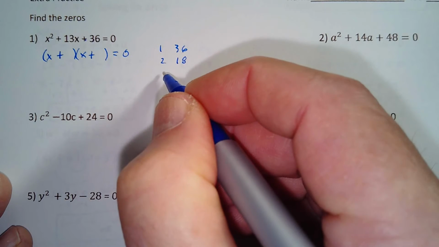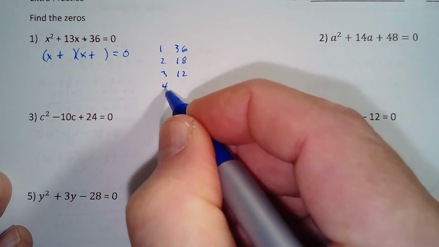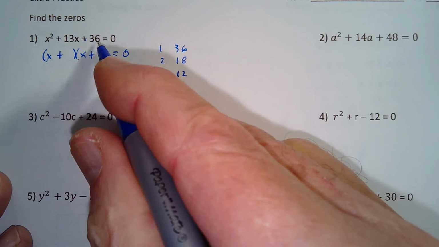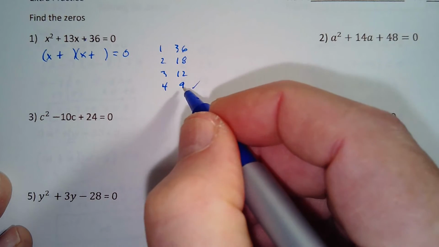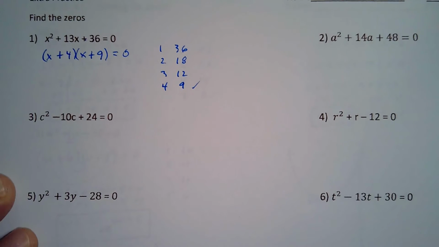It's getting closer. No. 3 and 12? That doesn't work. How about 4 and 9? Yeah, 4 and 9 multiply to get 36 and add to get the 13. So 4 and 9, in whichever order you want to do.